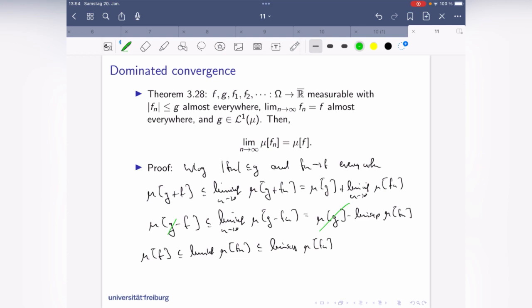I have a minus here and a minus here, so I multiply the inequality by minus 1. Then I get a minus here. I do not get a minus here. I get a plus here. I get the other way around here. I get a plus here, which means I can now write mu lim sup is more equal than mu of f. And this means lim inf equals lim sup equals mu, so the limit of mu fn is mu f. And we have proved dominated convergence.